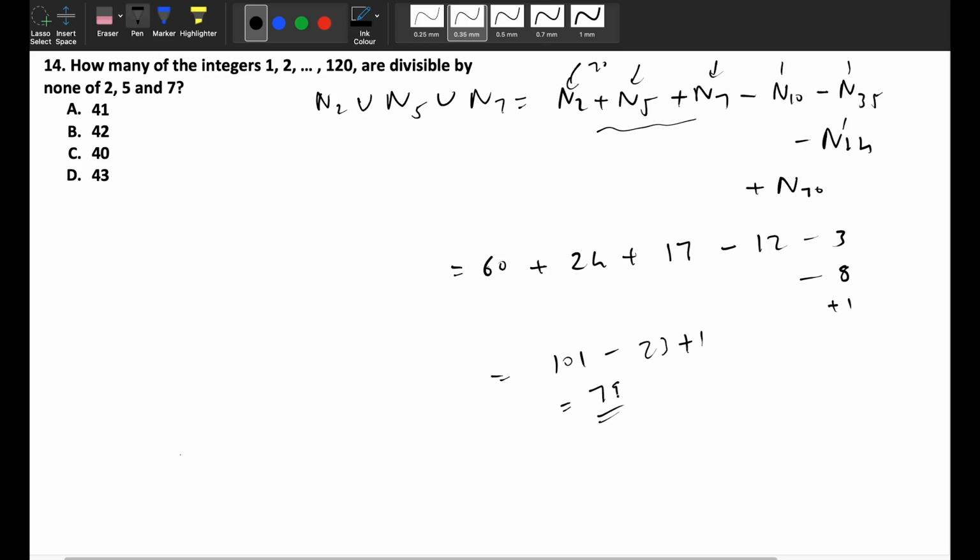So these are the numbers which are divisible by at least 2, 5 or 7. You have to find out the numbers which are divisible by none of 2, 5 and 7, which means 120 minus 79 is equal to 41. Option A is the answer.